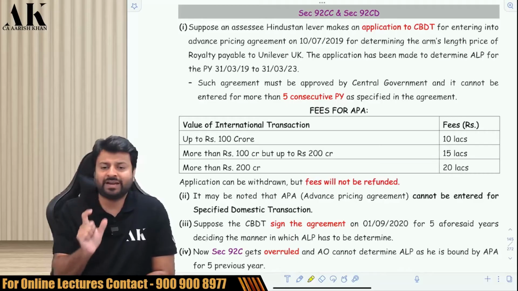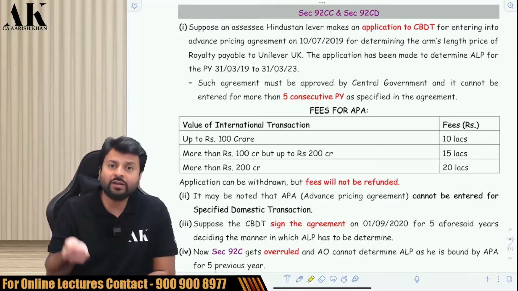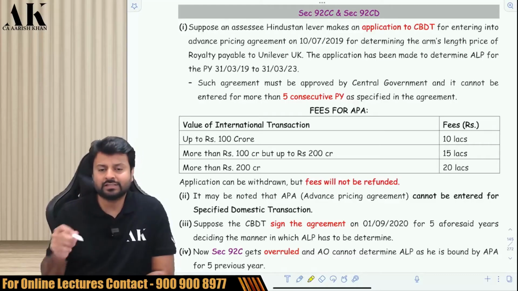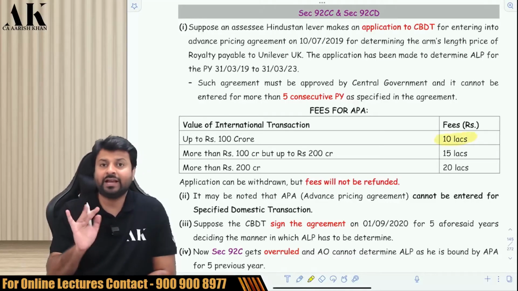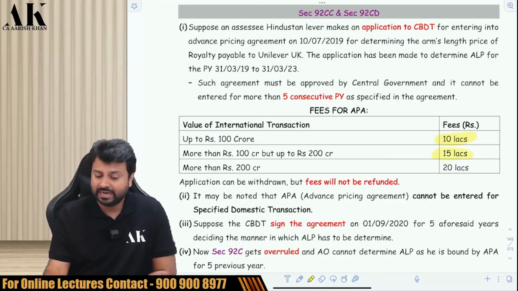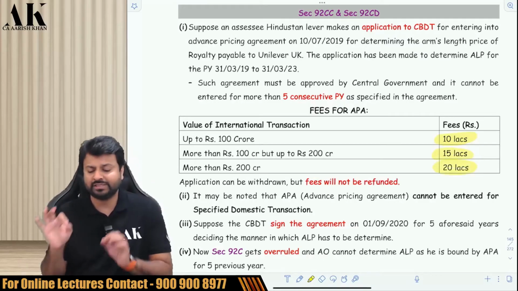5 consecutive PYs it is entered into. And now to enter into this agreement, you have to make some heavy payment of fees. That is, if the value of transaction is up to 100 crore, you have to make a payment of 10 lakh rupees as fees. If it is more than 100 crore but up to 200 crore, then 15 lakh rupees is the fees. And if it is more than 200 crore, then 20 lakh rupees is the fees.